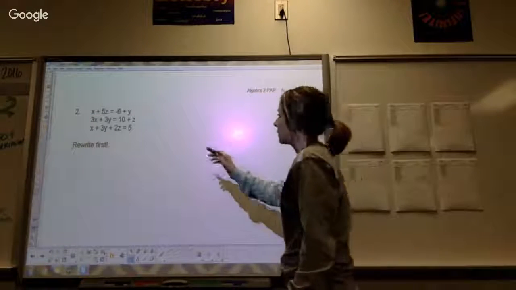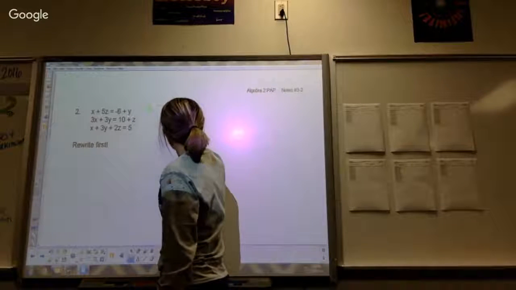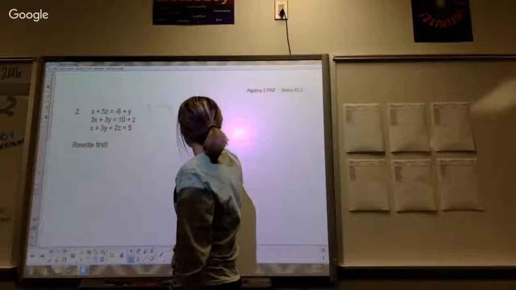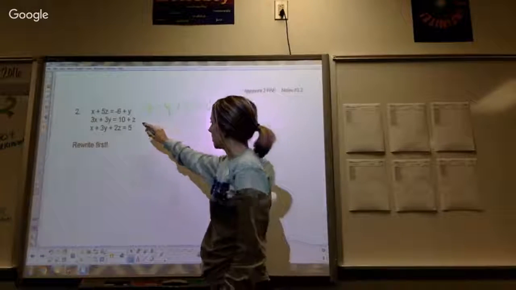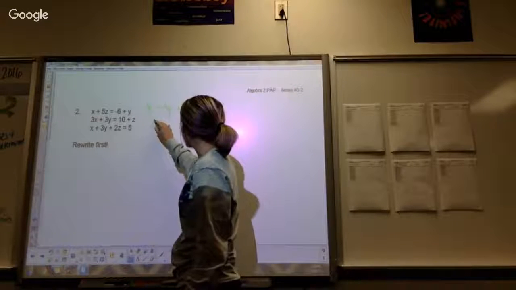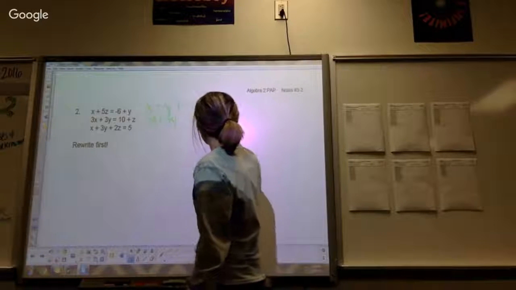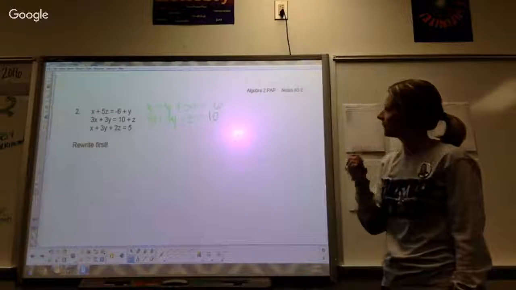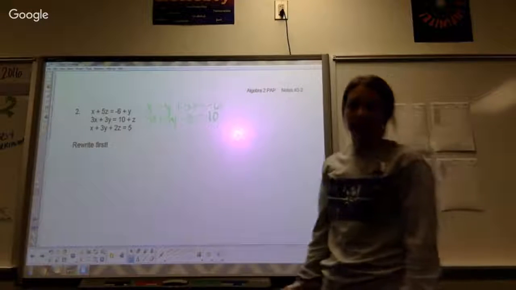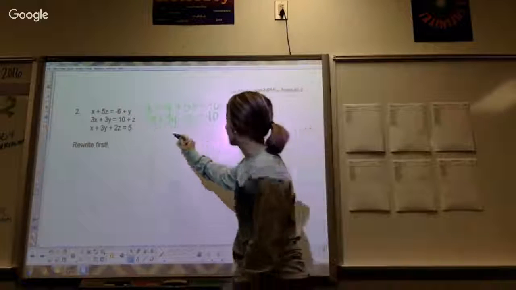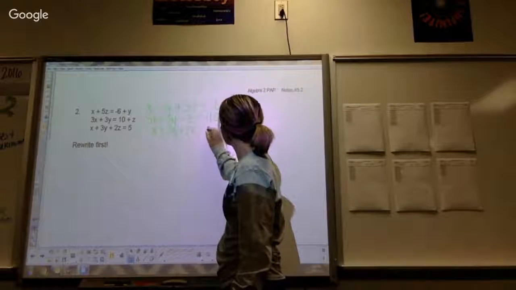So this first one, I would need to subtract y over, so that would be x minus y plus 5z equals -6. Second equation, I would need to subtract z over, so that would be 3x plus 3y minus z equals 10. And then the third equation, notice that it has x plus y plus z equals a number, so it's in the correct order. We're just going to rewrite that one.